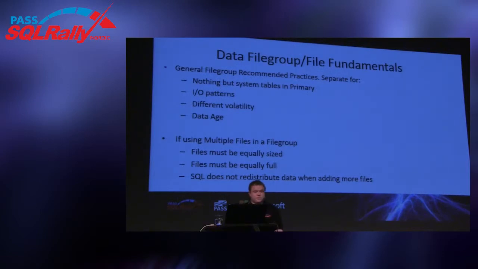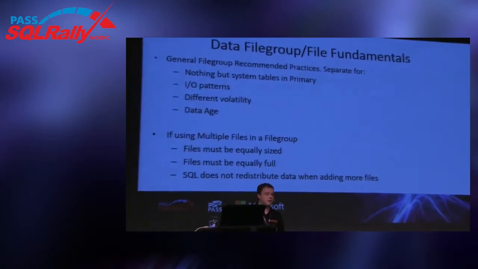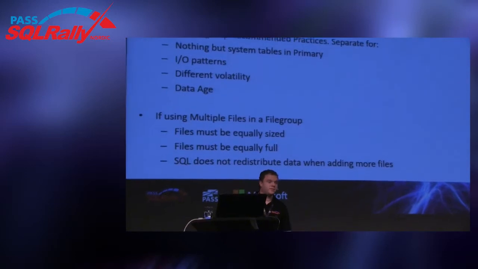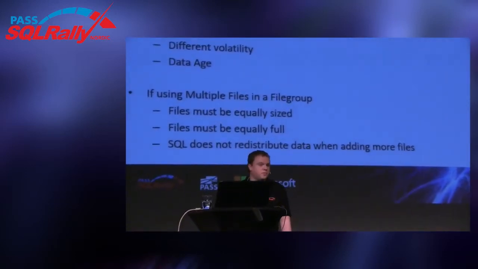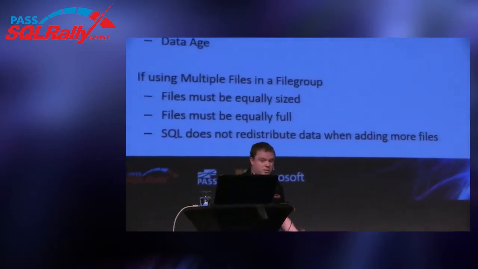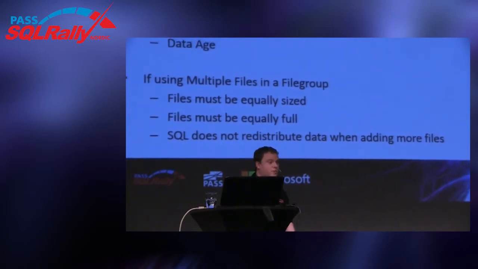You'd have a separate one for volatility, so say a staging area. You might not want to store that with all your main data because you don't care if that gets recovered quickly or not. And then data age is a common one as well. So again, if you manage large volumes of data, your archive data may sit out in read-only file groups on its own, gets backed up once a month or whatever. So they're just common recommended practices around file groups, and they're all around management and maintenance.